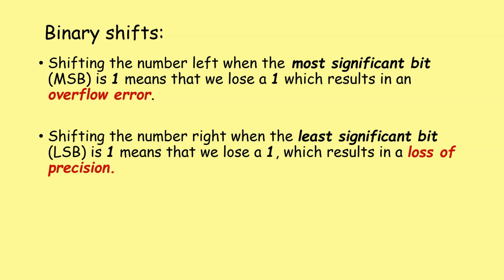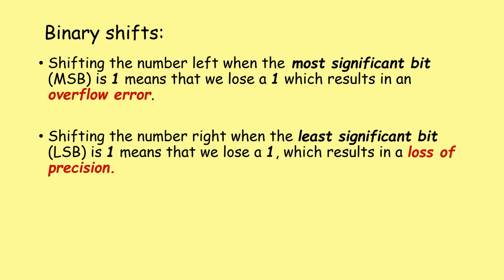We saw that when we did binary addition. The reverse is when we're shifting the number to the right when the least significant bit is a 1, which means we lose a 1, which results in what we call a loss of precision. So in the exam, when you're shifting, they might give you a situation where you're shifting too far to the left and you're losing a 1, in which case you get an overflow error, or you're shifting too far the other way and you're losing a 1 to get a loss of precision.